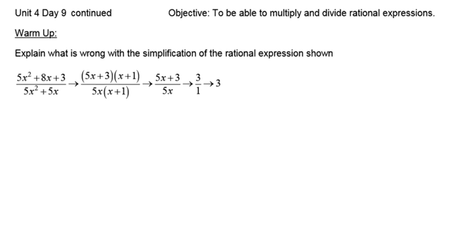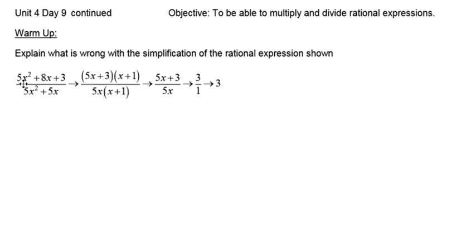So again, we want to be able to multiply and divide rational expressions. And here we have a sample work showing how we had 5x squared plus 8x plus 3 being divided by 5x squared plus 5x. And we want to determine what's wrong with the simplification of the expression below. So again, when we were working with simplifying our rational expressions, you want to look at the numerators and denominators and try to write them in factored form.